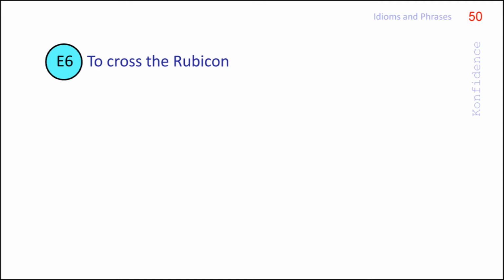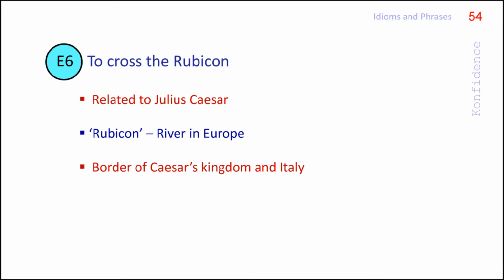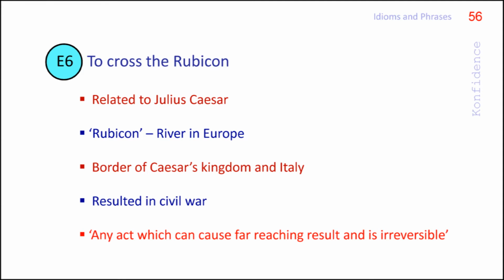The idiom to cross the Rubicon is related to Julius Caesar. Rubicon is a river in Europe which was the border of Caesar's kingdom and Italy. In the year BC 49, Caesar and his army crossed the border Rubicon illegally, which resulted in a civil war. So, any act which can cause far reaching result and is irreversible is considered as to cross the Rubicon.